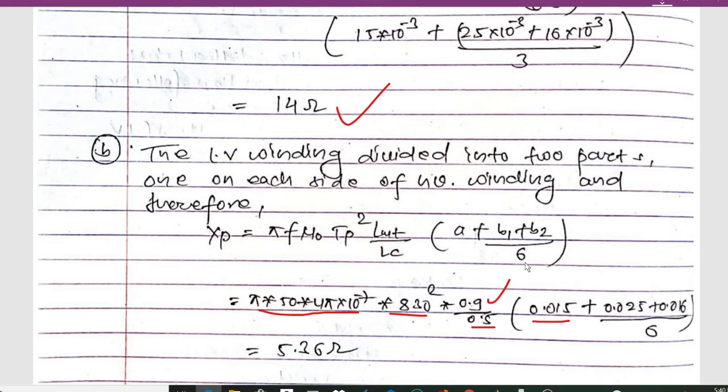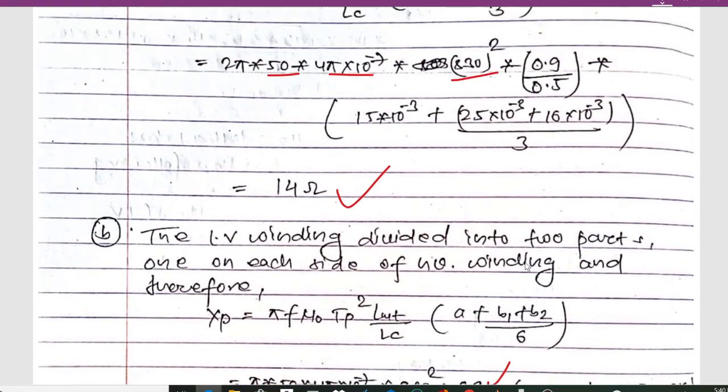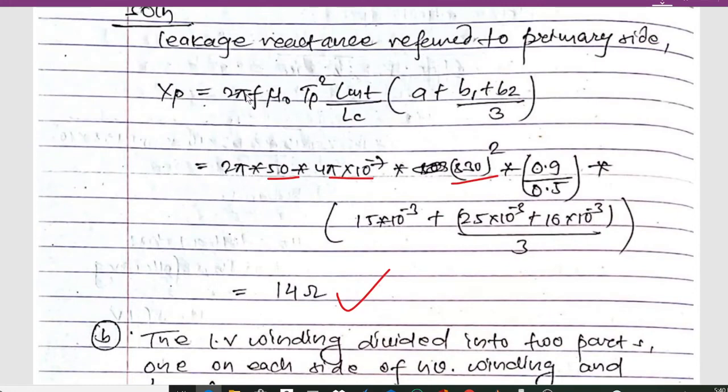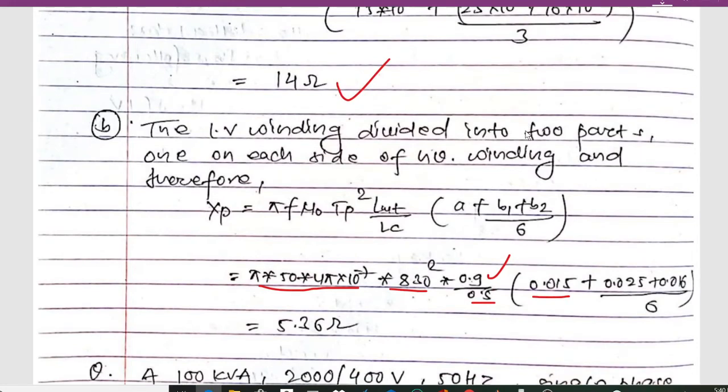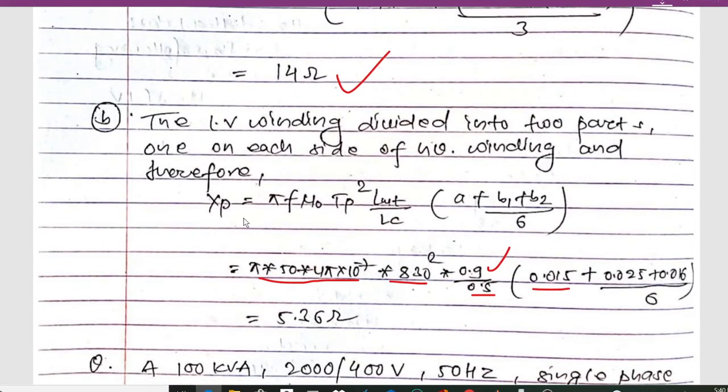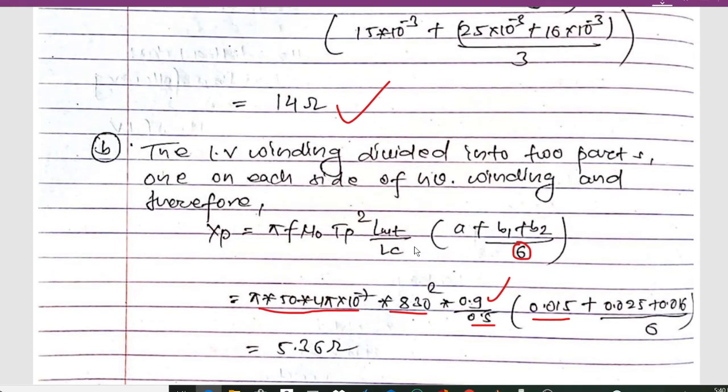So there is a little difference in the formula. Here you can compare: in the first case we have 2 pi f and upon 3, but when the low voltage winding is divided into two parts, the formula changes. The 2 is missing, and b1 plus b2 is upon 6. So there is a little change in the formula. Just remember this formula and you can easily calculate all the values.